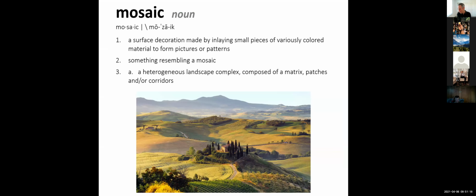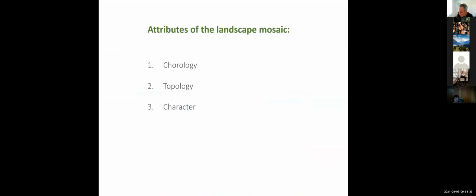Okay, and now we're going to look at the overall composition of all of the landscape elements, and that, of course, is the mosaic. So as a reminder, the mosaic refers to that overall spatial and compositional structure of the landscape, with all of the patches, corridors, ecotones, and the matrix functioning ecologically as a whole. When we describe specific landscape mosaics, we do so in terms of three basic attributes: chorology, topology, and character.